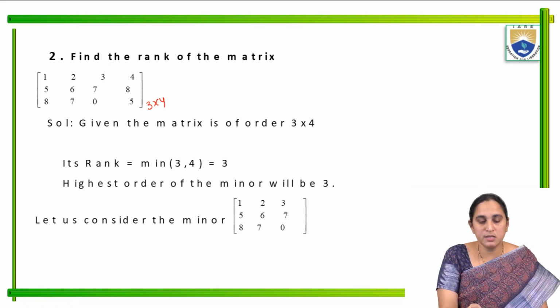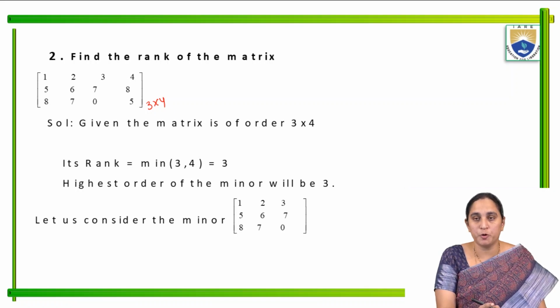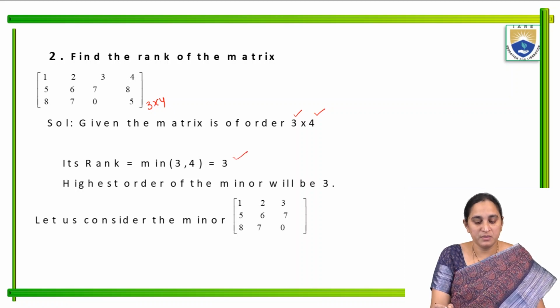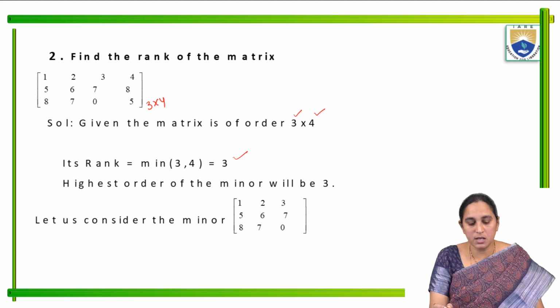Therefore, its rank is equal to, as I already discussed in the properties, if the matrix is rectangular, how to take the rank of a matrix? Through the formula, its rank is equal to the minimum of 3, 4. Here the number of rows is 3 and the number of columns is 4. Which is the minimum there? 3 is the minimum. Therefore, rank is equal to 3 here.